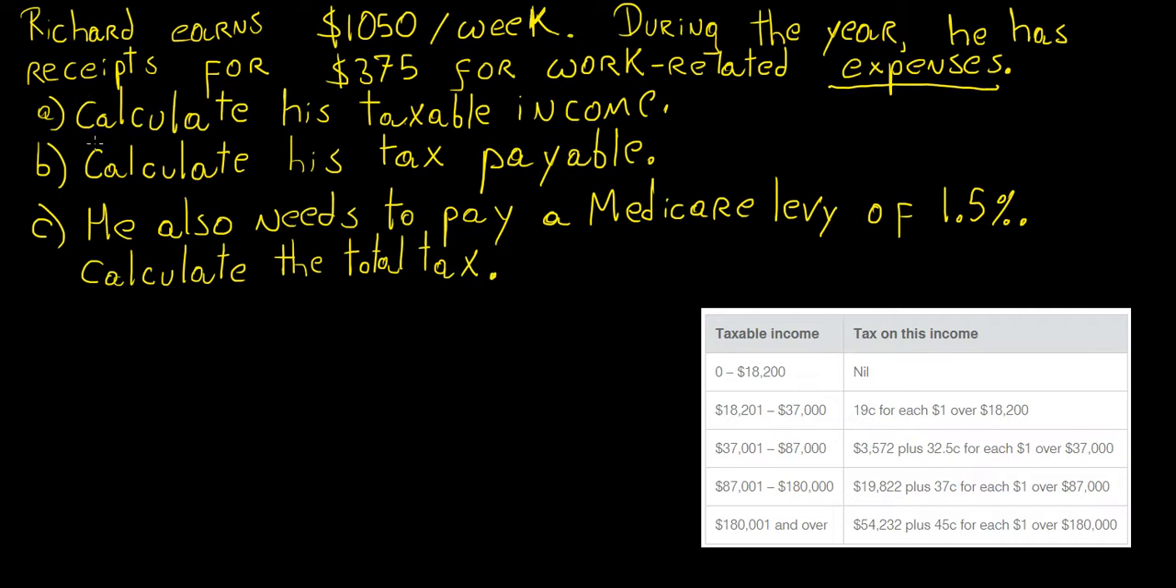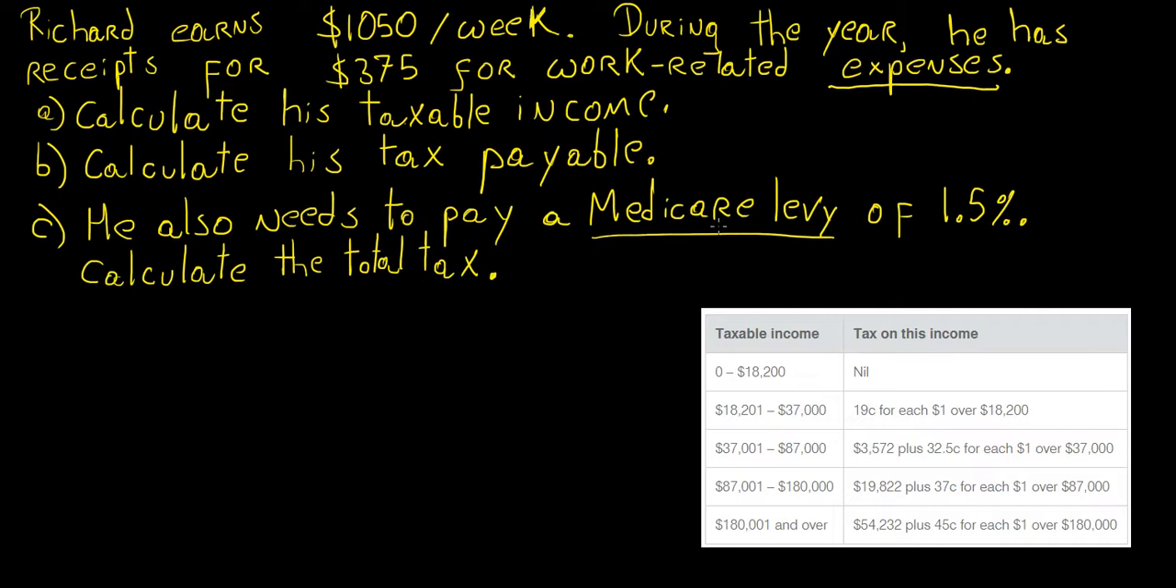Now the question has three parts. The first one is to calculate his taxable income. Then we're going to calculate his tax payable, so how much tax he is going to pay based on that income. And then question C says that there's also an extra tax that corresponds to something called a Medicare levy of 1.5%. And then we need to calculate the total tax from that.